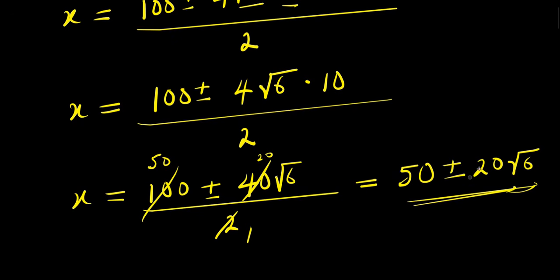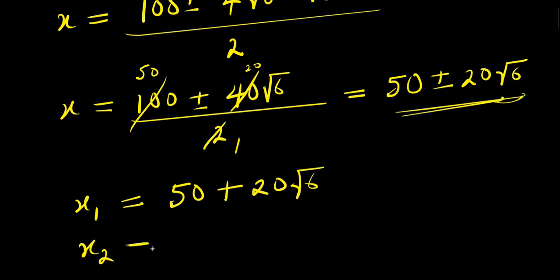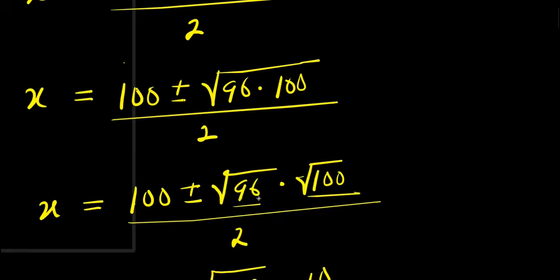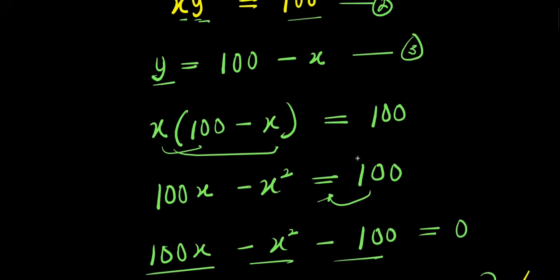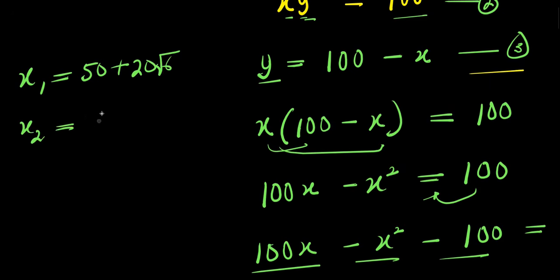So this becomes our value for x. So we have two values for x now. We have x1 equals 50 plus 20 root 6, and we have x2 equals 50 minus 20 root 6. So let's solve for y using the third equation. Here is this equation here. So remember, our x1 is 50 plus 20 root 6, and our x2 is 50 minus 20 root 6.